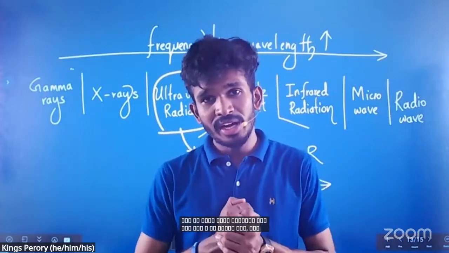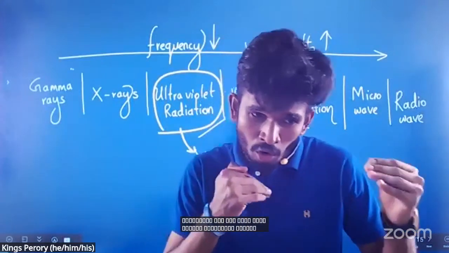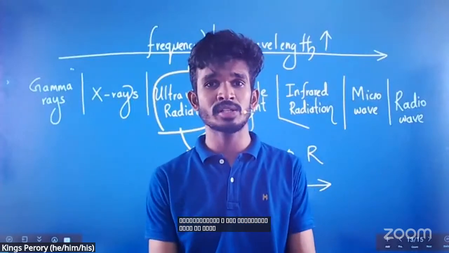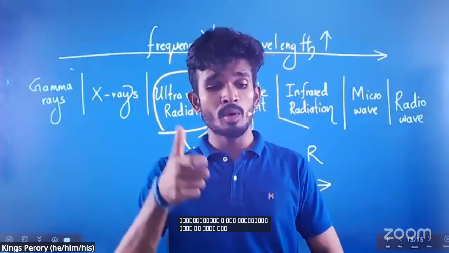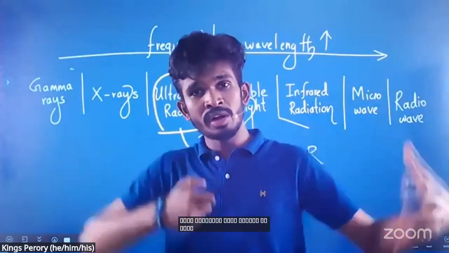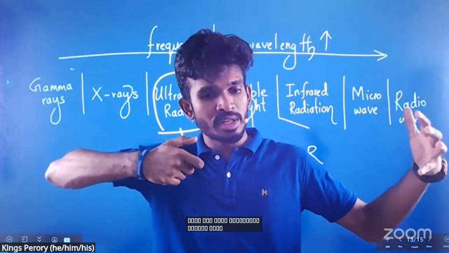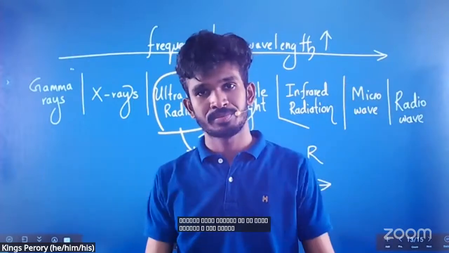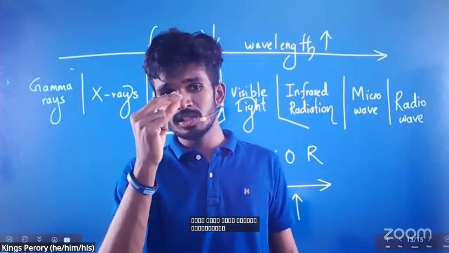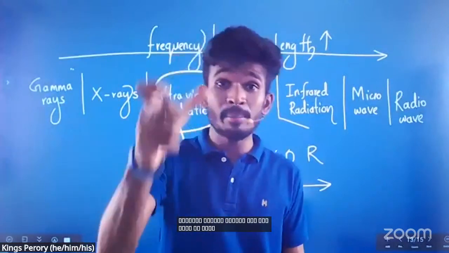IR radiation is used for short distance communication. Very short distance communication, IR radiation can be used. Short distance communication means it is usually used in remotes, TV remotes. TV remote to TV, very short distance. You give signals from the TV remote to the TV using IR radiation. Have you seen in the remote, in front there's a small LED bulb? That LED bulb will emit IR radiation.